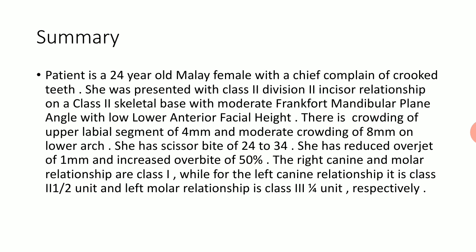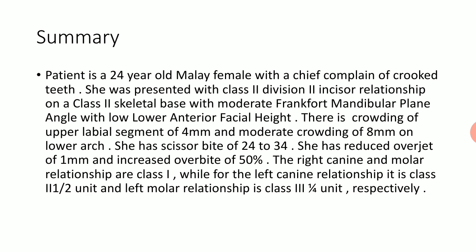Summary, patient is 24-year-old Malay female with a chief complaint of crooked teeth. She was presented with class 2 division 2 incisor relationship on a class 2 skeletal base with moderate Frankfurt mandibular plane angle with low lower anterior facial height. There is crowding of upper labial segment of 4 mm and moderate crowding of 8 mm on the lower arch. She has scissor bite on 2-4 to 3-4.